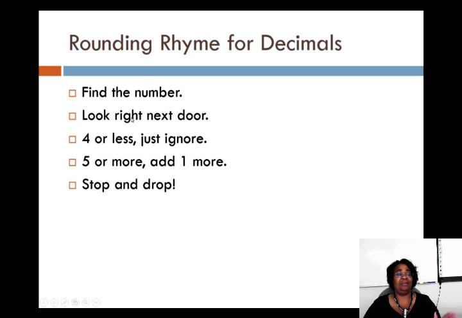Find the number, look right next door, 4 or less, just ignore, 5 or more, add one more, stop and drop. Hello, somebody get off. Okay, we got to sing it one more time. 1, 2, 3. Find the number, look right next door, 4 or less, just ignore, 5 or more, add one more, stop and drop. Much better.